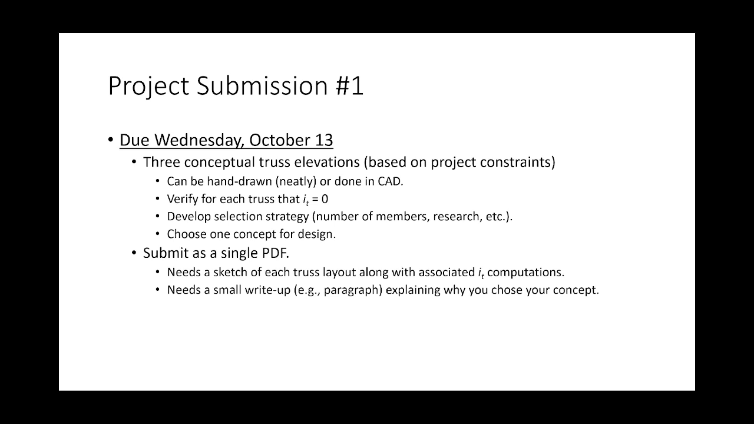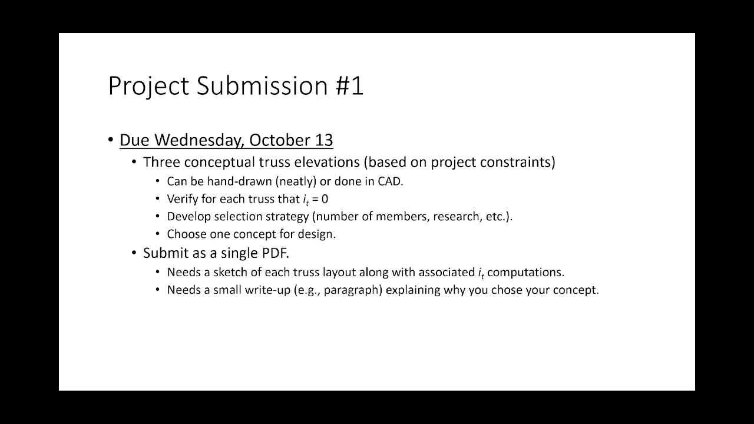All right. Submission number 1. There's 2 submissions for this project. Submission number 1 is due Wednesday, October 13th. This is a very, very, very simple submission. What I want you to do is I want you to come up with 3 truss elevations. Sorry, not evaluations, elevations. So 3 truss layouts, 3 separate ones. And these can be hand-drawn or done in CAD. I just want you to sketch it out. No analysis. I just want you to come up with the overall layout, okay?